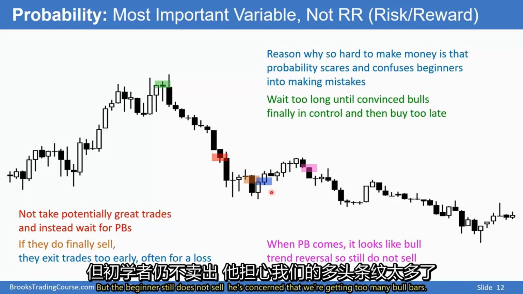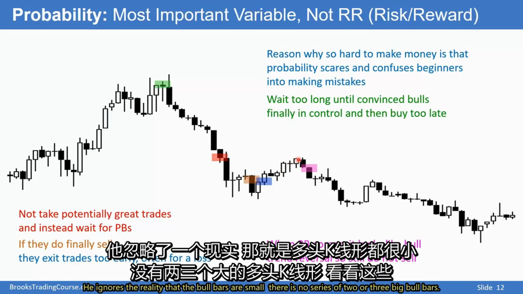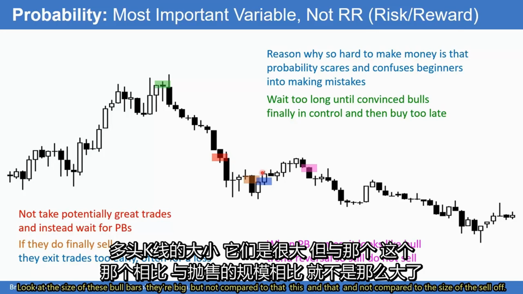But the beginner still does not sell. He's concerned that we're getting too many bull bars. He ignores the reality that the bull bars are small. There is no series of 2 or 3 big bull bars. Look at the size of these bull bars. They're big, but not compared to that, this, and not compared to the size of the sell-off.